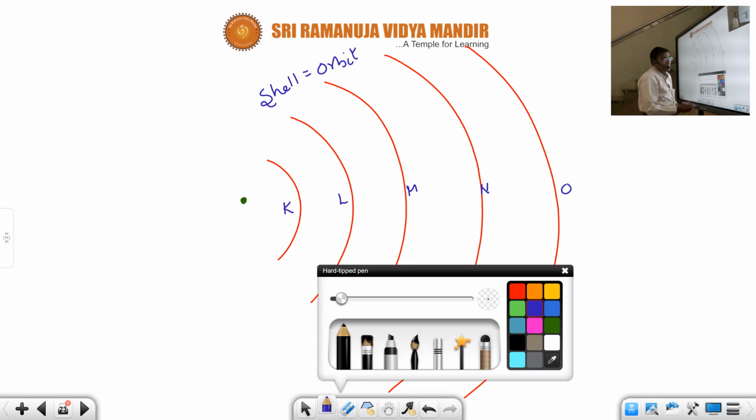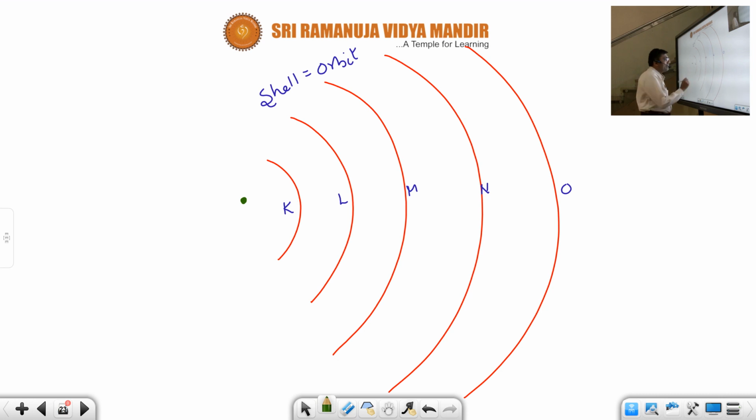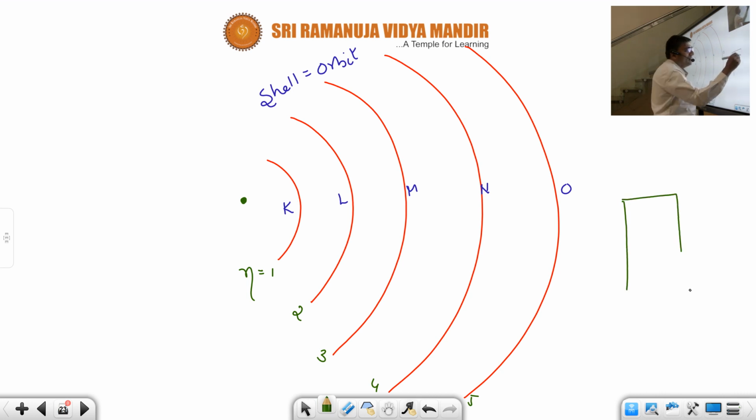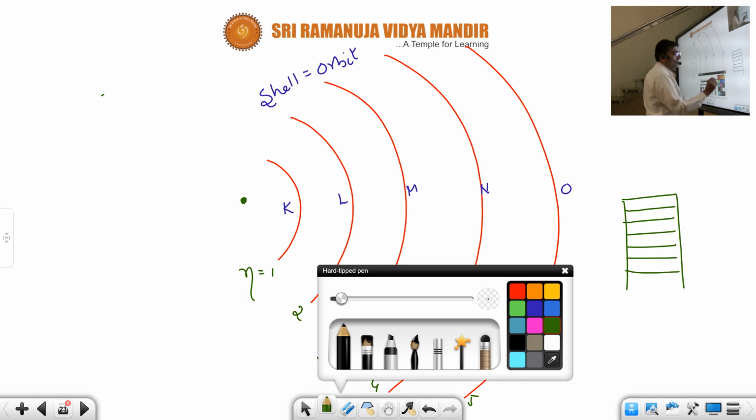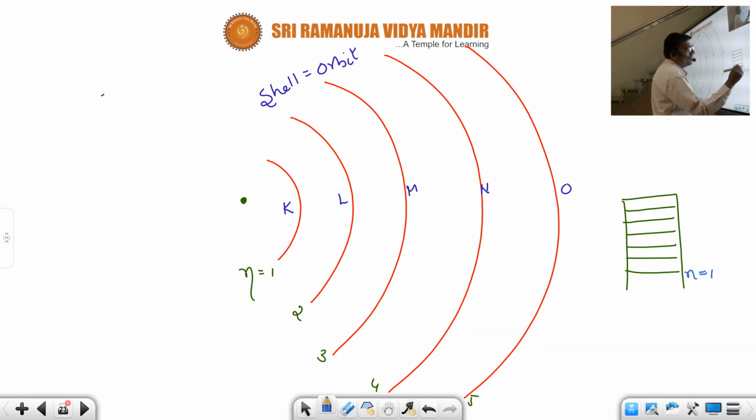Now, if you go to higher classes, these are represented by N. N is equal to 1, 2, 3, 4, 5. I mean to say, students, you can remember like this. For example, there is a building here, with different floors. This is floor number 1. N is equal to 1, 2, 3, 4, 5, 6, 7 and so on. I hope it is very clear. So this is the first floor, second floor, third floor, fourth floor, fifth floor.